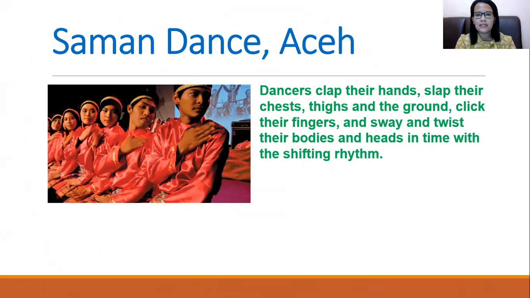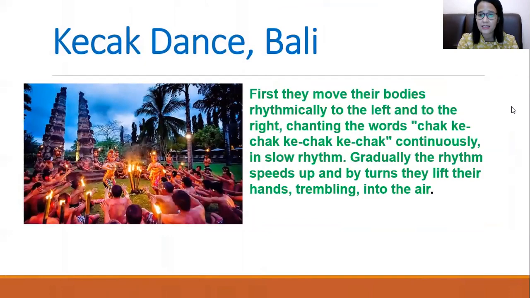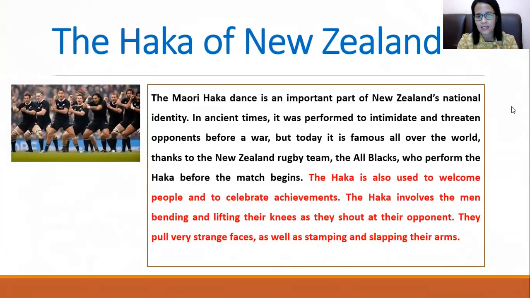Okay. So Saman dance, how do the dancers move their bodies when they perform it? Dancers clap their hands, slap their chest, thighs, and the ground, and click their fingers, and sway and twist their bodies and head in time with the shifting rhythm. During the piring dance, they hold the bottom of plates in the palm of their hands and swing the plates widely. In kecak dance, they lift their hands trembling into the air and move their body to the left and to the right by chanting kecak kecak kecak.